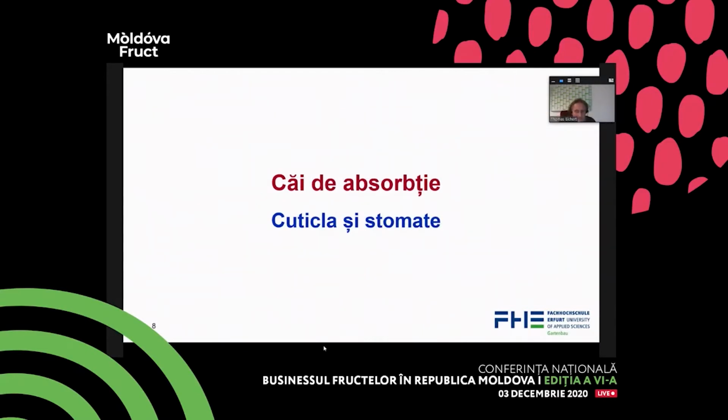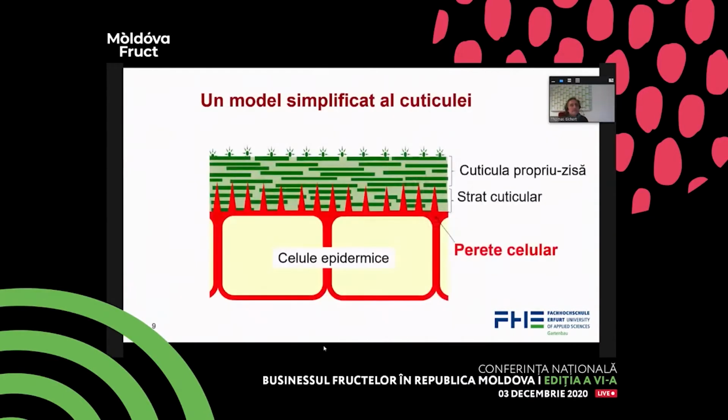Well, where is it taken up? What we apply to the leaves? There are basically two main pathways. The first is the cuticle, the skin, this water-repellent skin, and the stomata, these openings in the leaves which allow the plants to absorb carbon dioxide for photosynthesis.